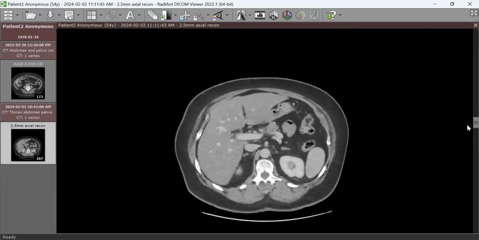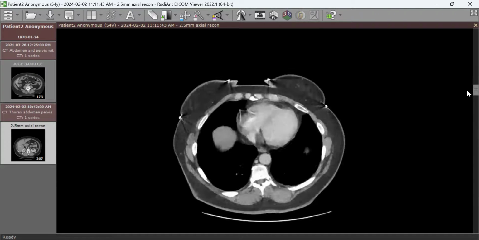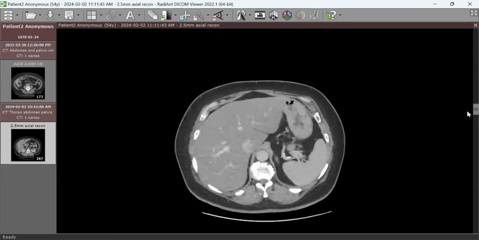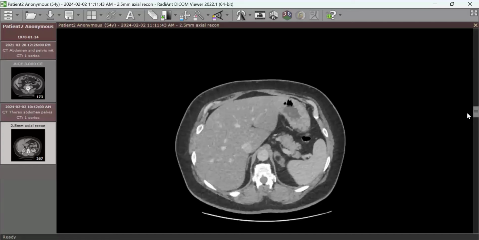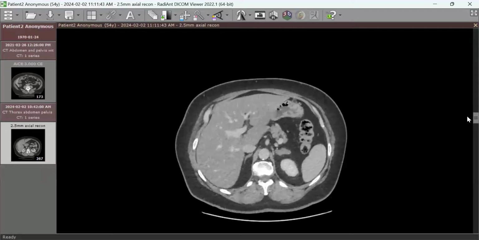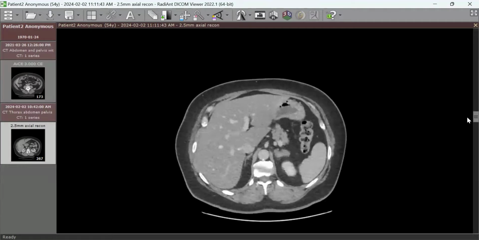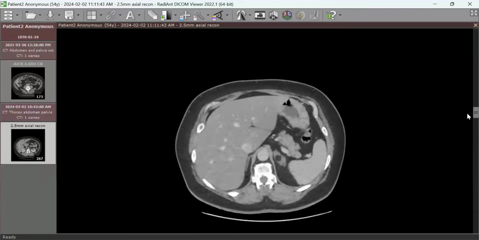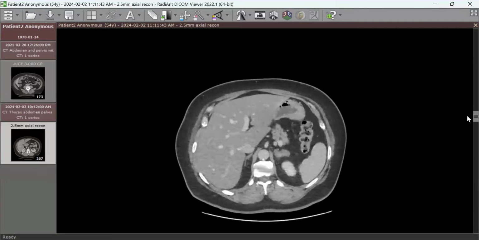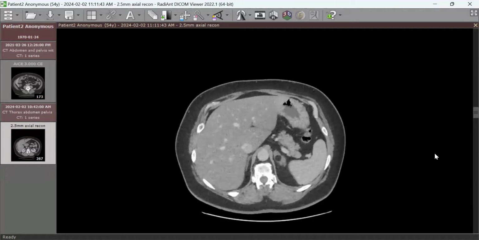Do you see a lesion here? Yeah, the left adrenal, we can see hypodensity. So left adrenal is thickened. Left adrenal, we can see a hypodense area. What type of density? It is fatty density.